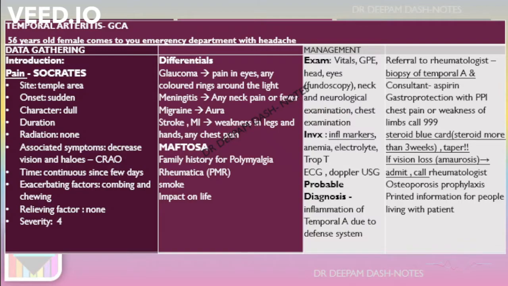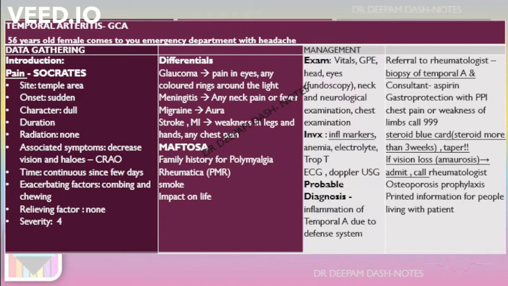When you're explaining to the patient about the diagnosis in every case, you have to make it simplified and in patient language. This is an autoimmune disease of the temporal artery, right? So you would explain that as inflammation of the temporal artery due to the defense system of your body acting against you.